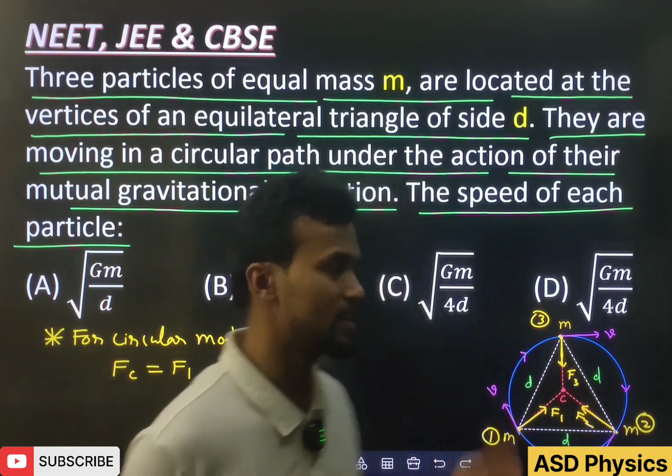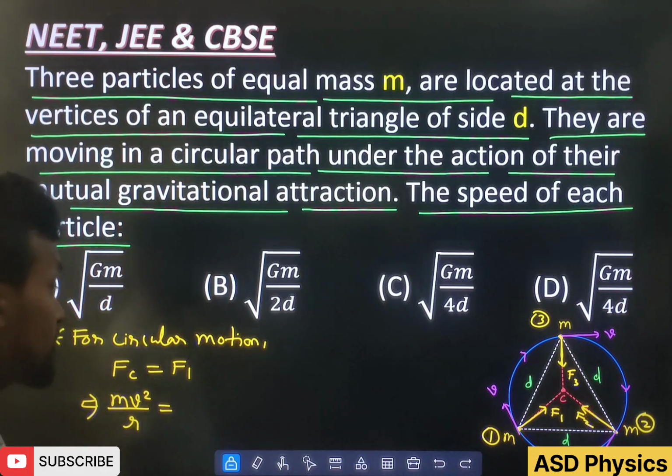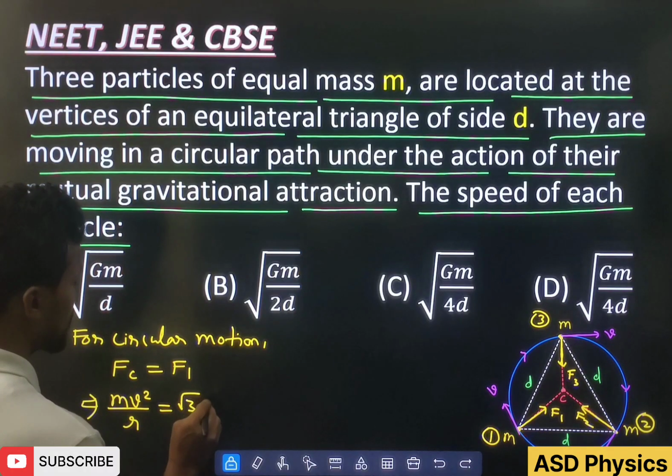I have just taken one particle. Now let's take, what is this Fc? Fc is given here as mv square by r. Centripetal force formula, where the speed is v. And what is F3? F3 we have seen before, in the starting.